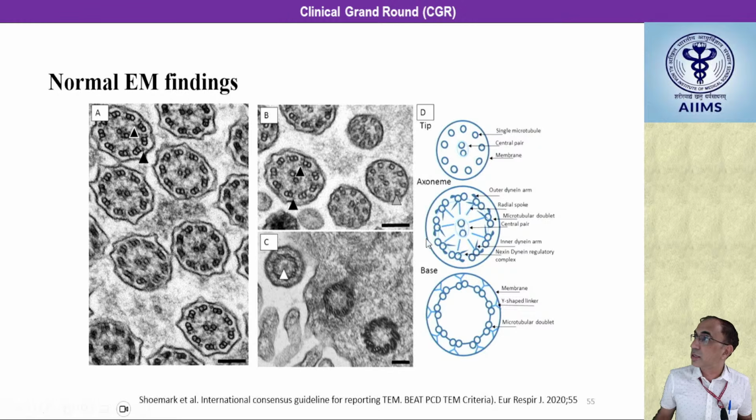You can see this is the diagrammatic representation and these are the actual images. This is the typical 9+2 pattern, 9 doublets on the periphery and 2 tubules in the center, along with the outer dynein arms and inner dynein arms. These two are also normal images. These are the tip of the cilia, where we have only the one peripheral tubules, and this is the base of the cilia where we don't have the central tubules.